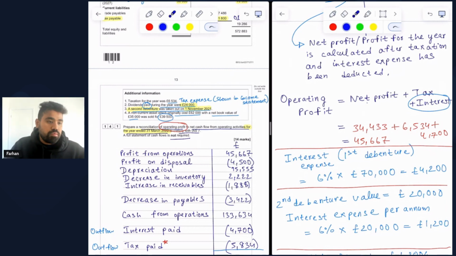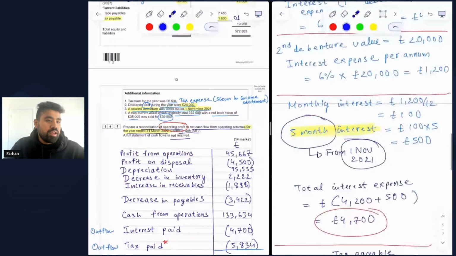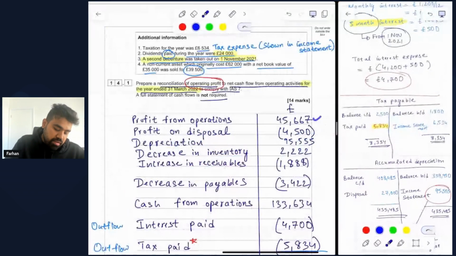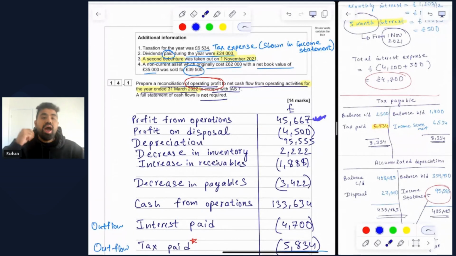Okay, so now that this is sorted, let's see what we have next. Once the profit from operations has been calculated, which is £45,667, we have to subtract any non-cash income and add back any non-cash expense. The main reason is we are preparing the net cash flow from operating activities, so we are mainly interested in items that have an impact in terms of cash inflows and outflows.